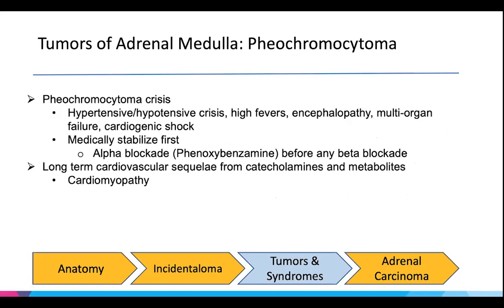So the first step is going to be to medically stabilize. As we had seen in the question, preoperatively you want to use phenoxybenzamine, but as we saw in the question before, you're going to want to stabilize with something that's not a beta blocker further out from surgery. I believe the answer to the question was to use nitroprusside. Patients can have long-term cardiovascular sequelae from the overabundance of catecholamines and their metabolites, like cardiomyopathy. So this is something that you want to promptly treat.